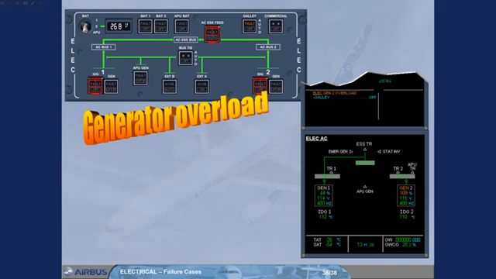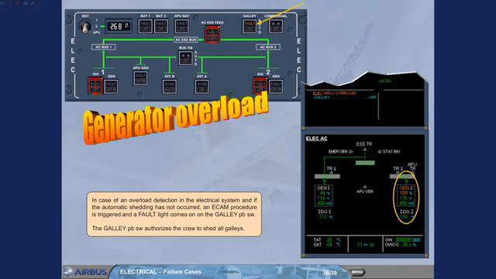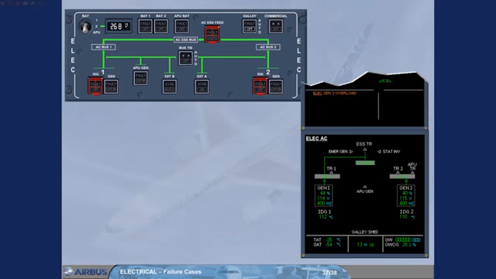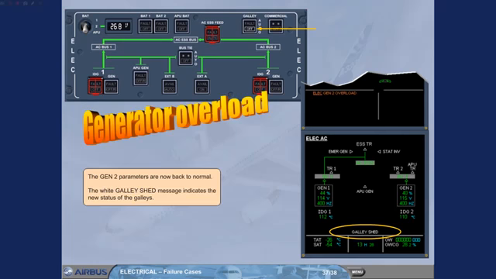In case of an overload detection in the electrical system, and if the automatic shedding has not occurred, an ECAM procedure is triggered and a FAULT light comes on the GALLEY push-button switch. The GALLEY SHED ALL GALLEYS. The generator 2 parameters are now back to normal. The white GALLEY SHED message indicates the new status of the galleys.